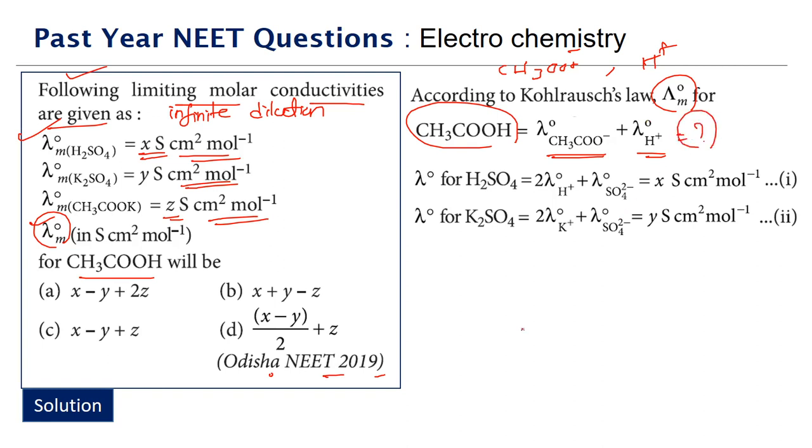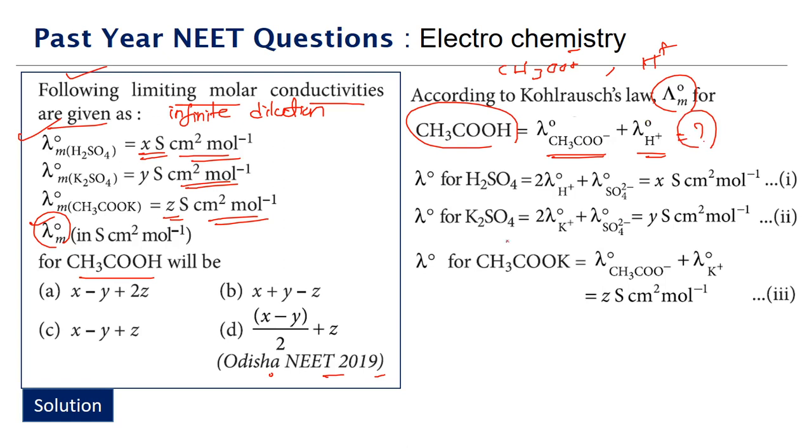And to get it, what is the information we have in our hand? We have these three terms given to us. First, the limiting molar conductivity of H2SO4. H2SO4 dissociates to give 2 H plus ions and 1 sulfate ion. So by the Kohlrausch law, the limiting molar conductivity will be 2 times the molar conductivity of the H plus ions plus the molar conductivity of the sulfate ions. That is going to be our X, the limiting molar conductivity of sulfuric acid.